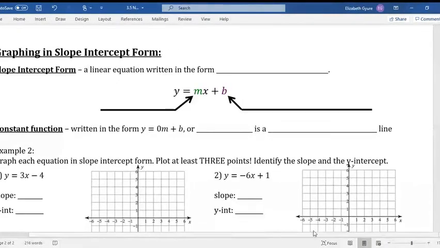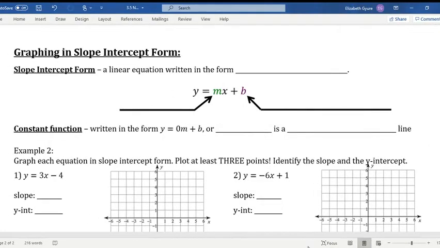All right, so now we are going to talk about how to actually graph in slope-intercept form. We have found slopes. We are now going to graph. So, graphing in slope-intercept form. A linear equation written in the form y equals mx plus b. Sound familiar?